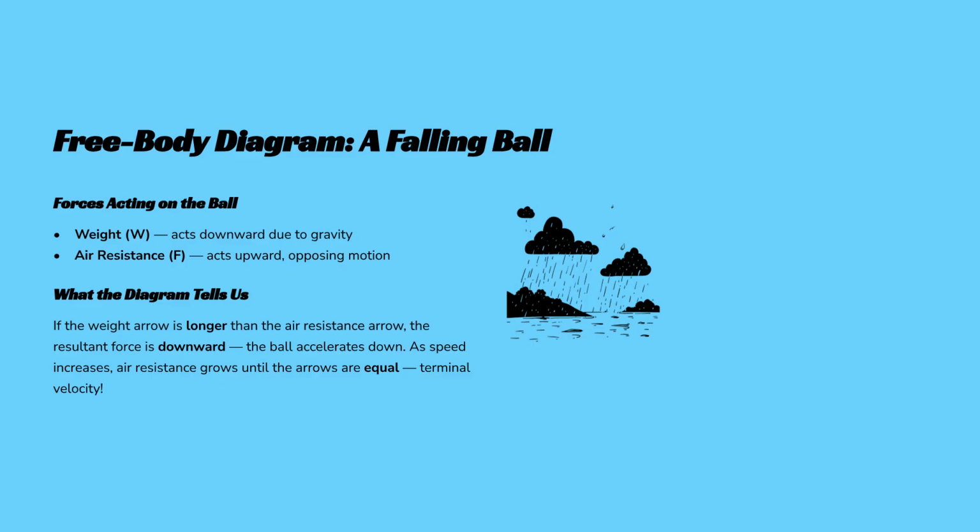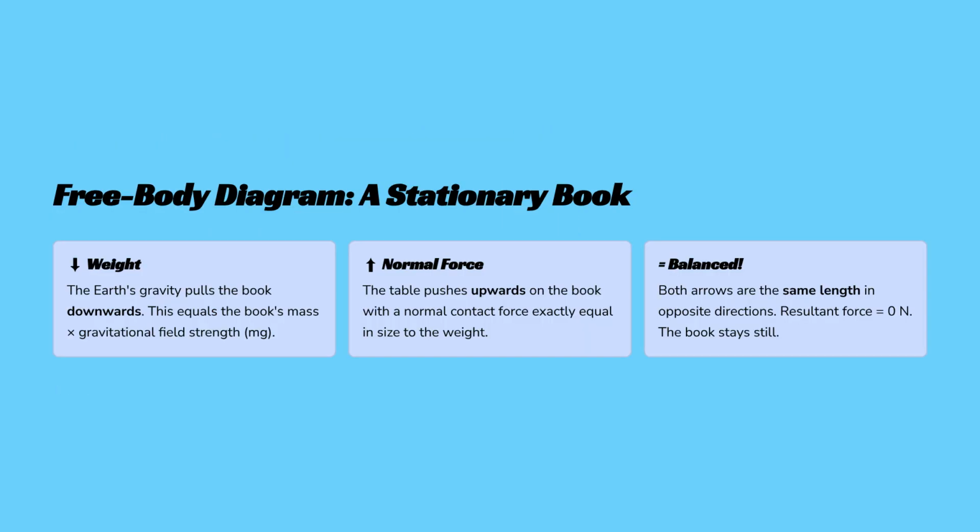We have weight acting downward due to gravity, and air resistance acting upward, opposing the motion. This diagram helps us understand how the balance of forces changes as the ball speeds up. For a stationary book, the weight pulls down, and the table pushes up with an equal normal contact force. Since these forces are balanced with equal lengths, the resultant force is zero, and the book remains at rest.